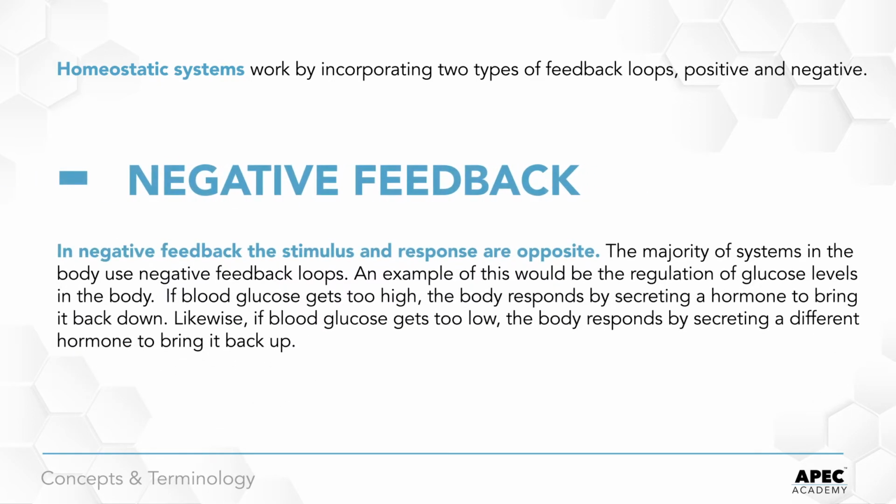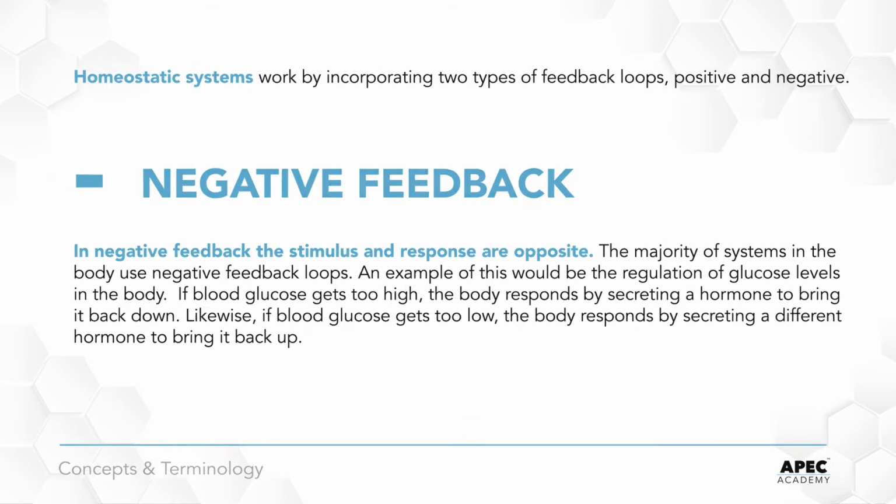In negative feedback, the stimulus and response are opposite. The majority of systems in the body use negative feedback loops. An example of this would be the regulation of glucose levels in the body. If blood glucose gets too high, the body responds by secreting a hormone to bring it back down. Likewise, if blood glucose gets too low, the body responds by secreting a different hormone to bring it back up.